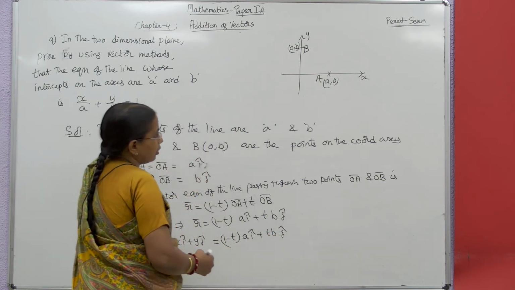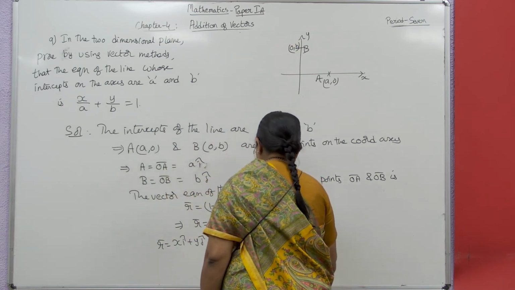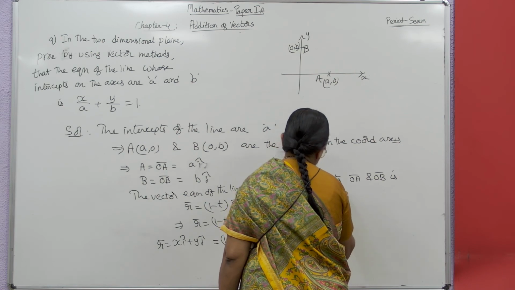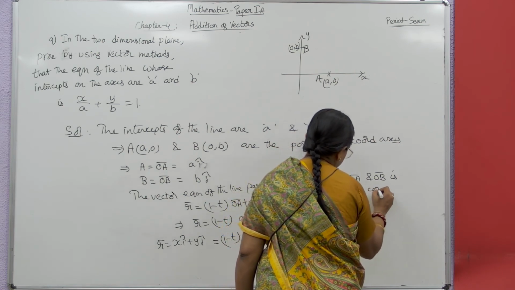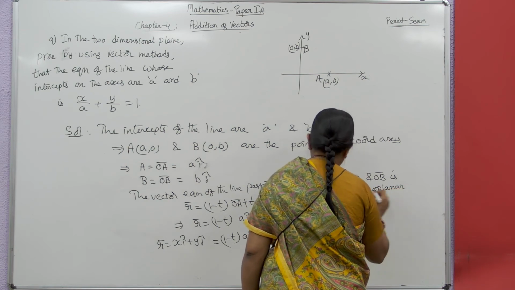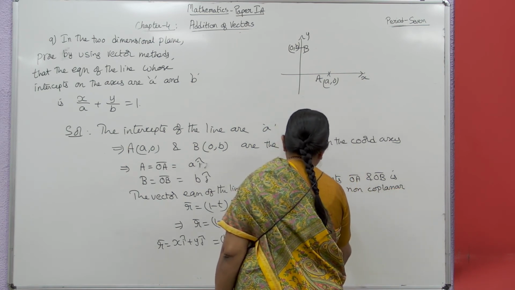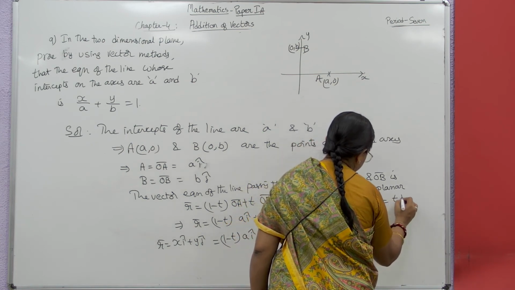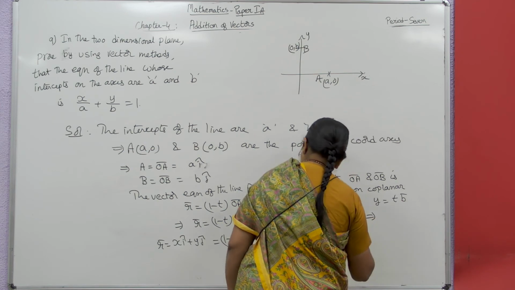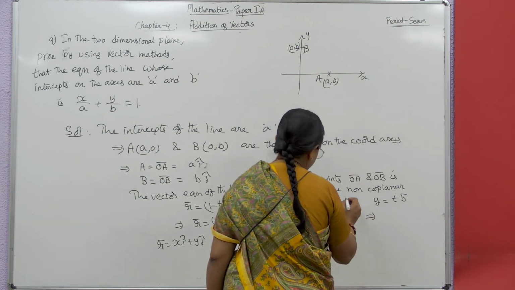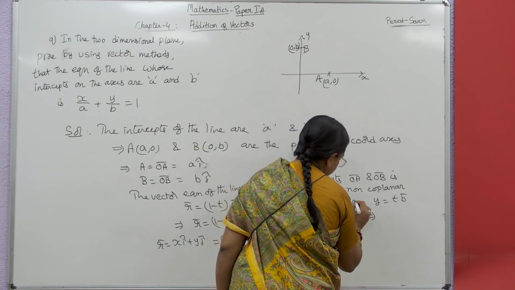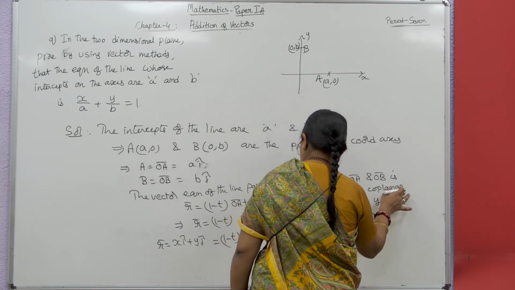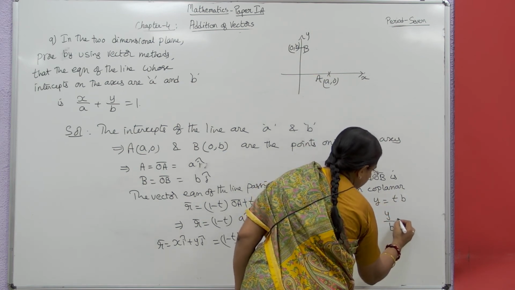Now i and j are non-coplanar, so you equate the coefficients of i and j. Equating the coefficients, you get x is equal to (1 minus t) into a, and y is equal to tb. So from this you will get y by b is equal to t.